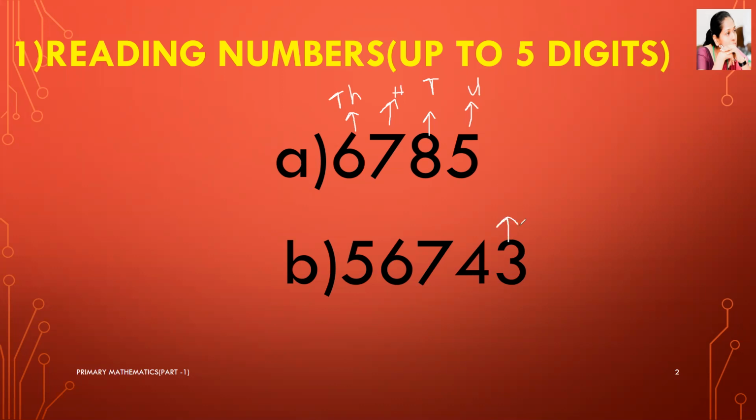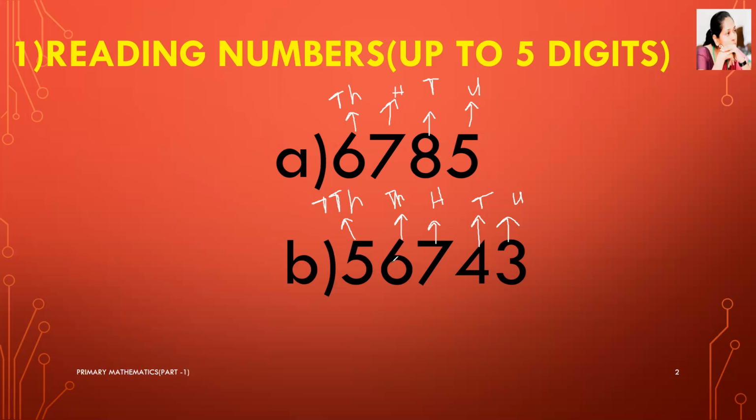Let's move to the second one. There also, you write your place value. It's the units, tens, hundreds, thousands, and ten thousands. Let me show it. Start from back. 3, 43, 743, 6,743, 56,743.